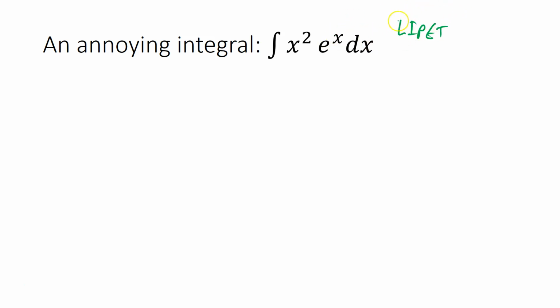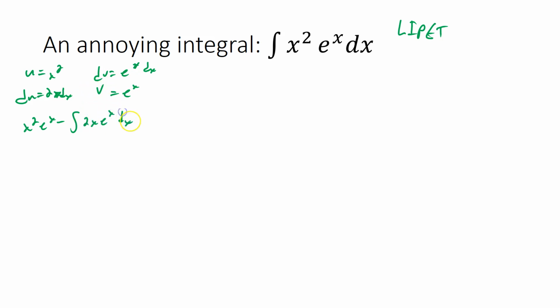So I try LIATE: no logs, no inverse trig. There's a polynomial, it's x squared. The reason it's third on the list is because we've seen this before, right? So if u is x squared, then du is 2x dx, and dv then is e to the x dx. That means v is still e to the x, it doesn't change at all. So now if we do our integration by parts, uv is x squared e to the x minus the integral of v du. v du is going to be 2x e to the x dx.